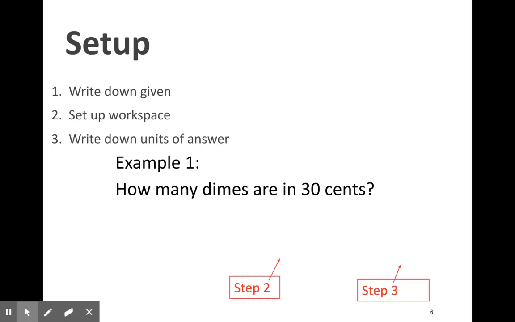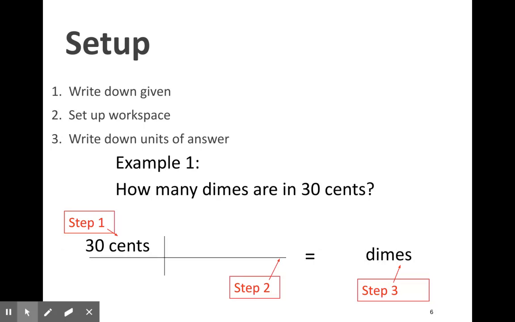So, step 1, write down the given. We have 30 cents. Step 2, set up the workspace. So, we have 30 cents. We're going to do our fraction part here, and then we know that our unit is going to be in dimes. So, this is our end goal. This is our start. And we have to fill in this middle part here to figure out how many dimes we have. That is our setup. The next part is the solution.